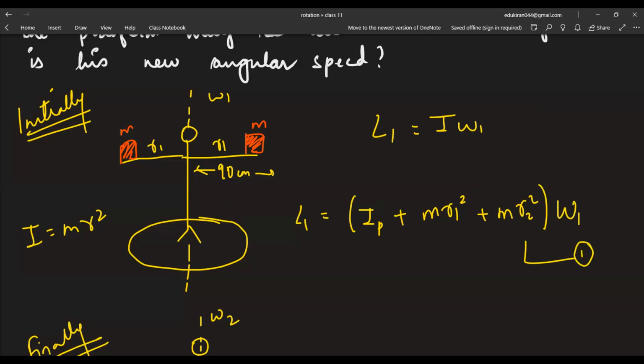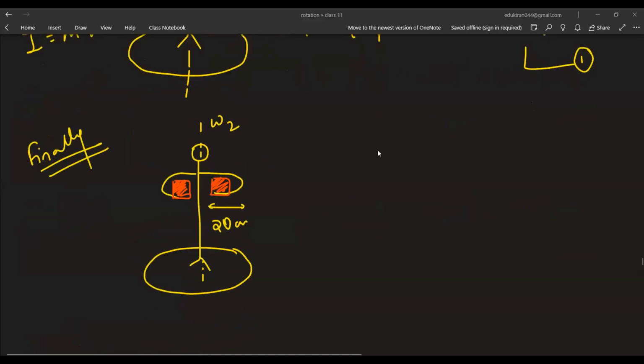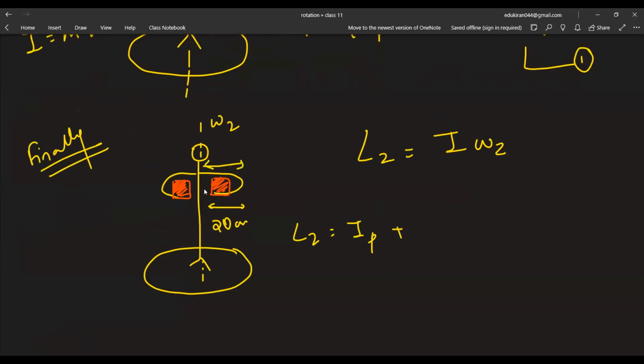Clear, class? Now come to the second. Here also, L2 is equal to I omega 2. Again, this I is IP, meaning the moment of inertia of the man with the platform. That won't change. But since this distance has changed, this moment of inertia will also change. So this will be, let's say, some R2, I'm writing for 20 centimeters. Value we can put. So MR2 square plus MR2 square. Why twice? Because two objects. For both of them, I'm writing. And this is omega 2, equation 2.